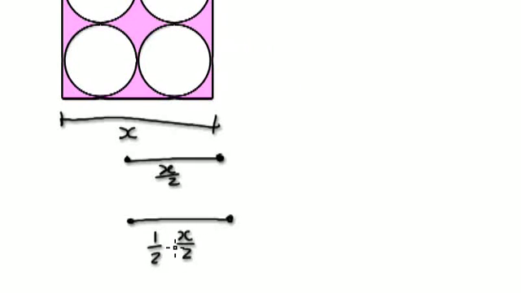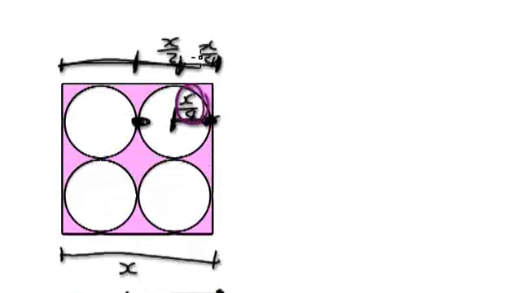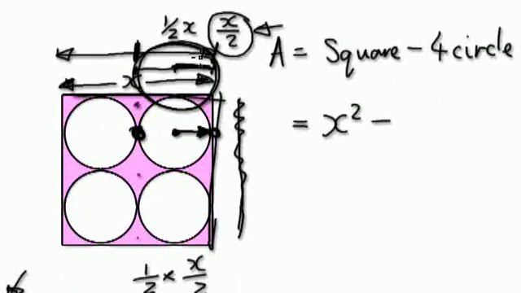So you can think of it like this. Top times top would be x, bottom times bottom would be x over 4. What I'm saying is that if this is x here, half of it would be x over 2, and then half of it again would be x over 4. So the radius here is x over 4. Okay, let's go back to this thing here. The radius of this circle is x over 4.